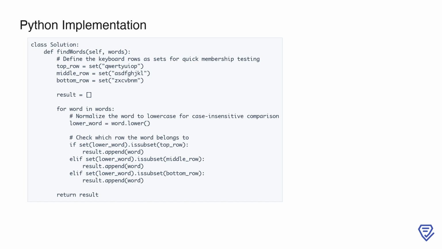3. Subset check. For each word, the solution converts it into a set of its unique characters and checks if this set is a subset of any of the keyboard row sets. If it is, the word can be typed using only one row, and it is added to the result list. 4. Output. Finally, the list of valid words is returned. This approach is efficient and handles edge cases, such as words with mixed case, empty input, or words containing characters from multiple rows. The code is concise and focuses on correctness and clarity.